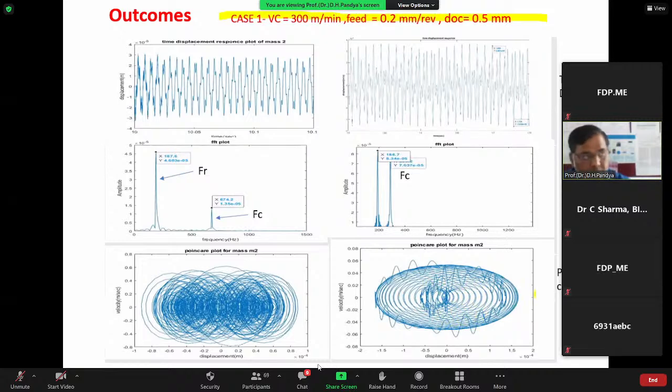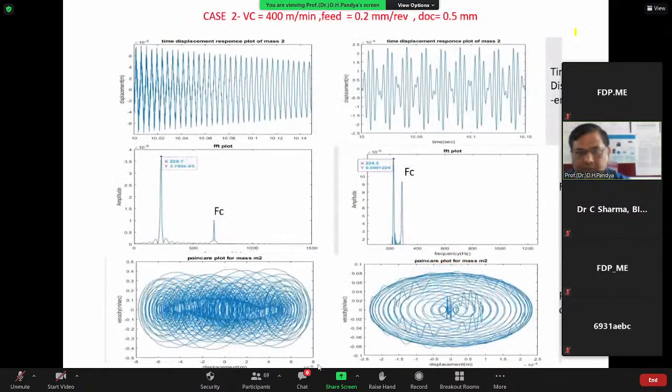This is more stable dynamic motion. Stable dynamic motion, I didn't say stable operation. When it is checked from dynamic motion stability and stability of the process, then we can say yes, this region or this process parameter is acceptable.